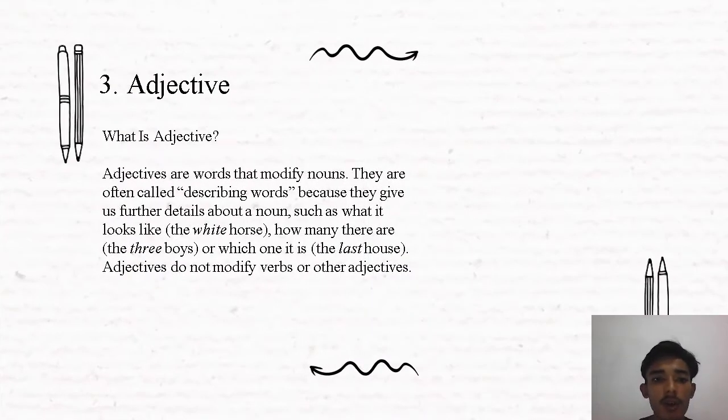Adjective. What is adjective? Adjectives are words that modify noun. They are often called describing words because they give us further detail about a noun, such as what it looks like, the white horse, how many there are, the three boys, or which one is, the last house. Adjectives don't modify verb or other adjective.